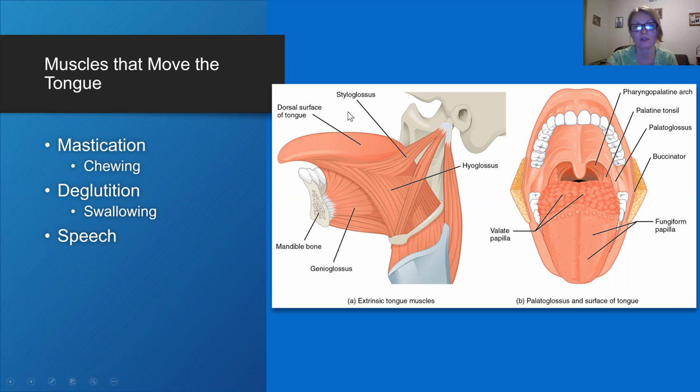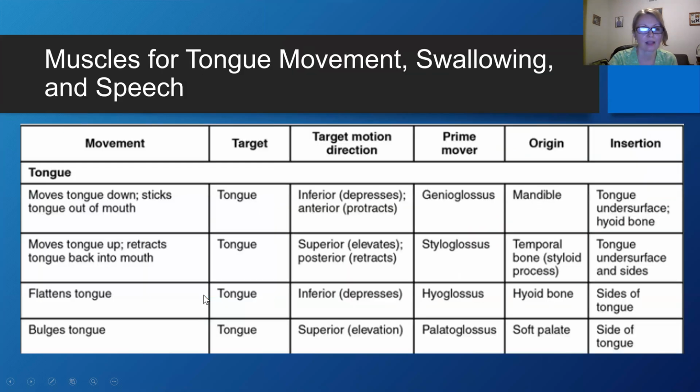And the Greek or Latin word for tongue is glossus. So glossus means tongue. So you have styloglossus, from the styloid to the tongue, right? Now this bone is the hyoid bone. So this is hyoglossus, and this is your mandible, and this muscle is genioglossus. And another muscle is palatoglossus. So it's from your palate to the tongue again, right? So those are muscles that move the tongue.